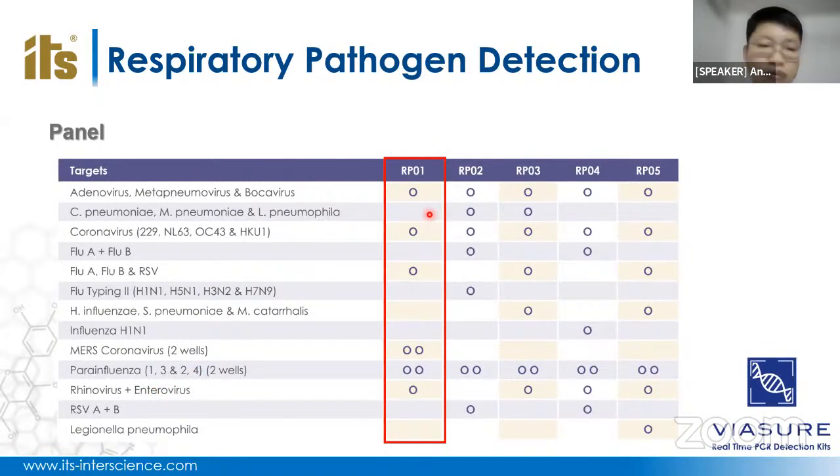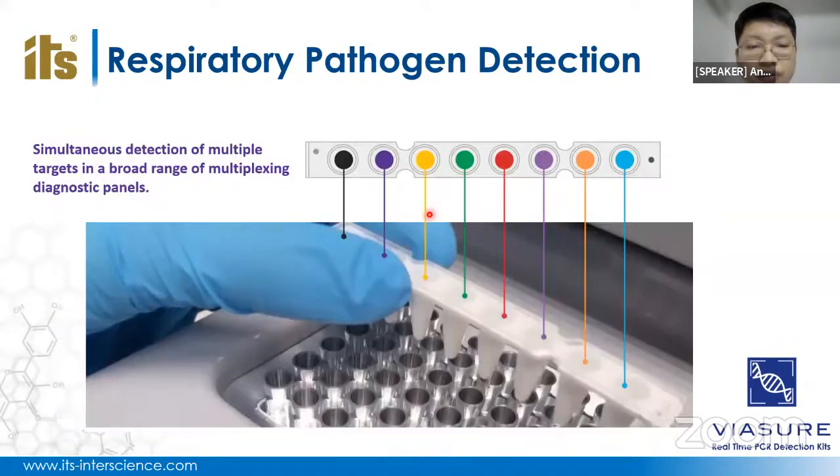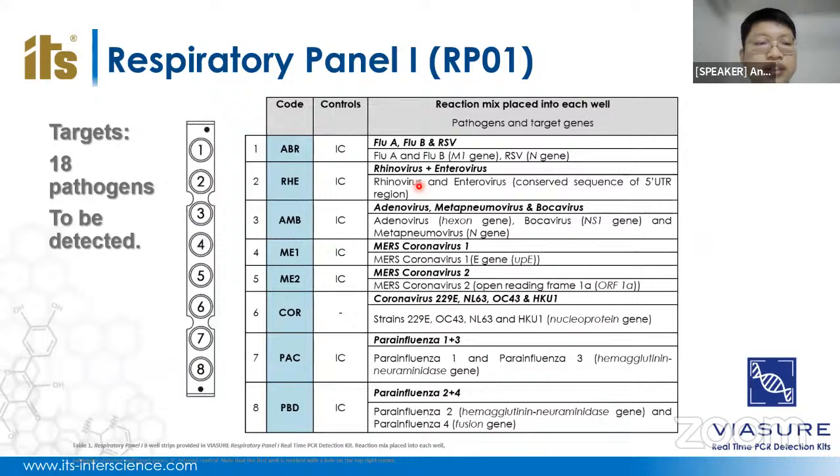You can also combine it with SARS-CoV-2, in case you need it. So the kit is by panel. The buffer is added to all the wells, then we add in the sample, and we go straight for the run. So in total, 18 pathogens can be covered by respiratory panel 1.